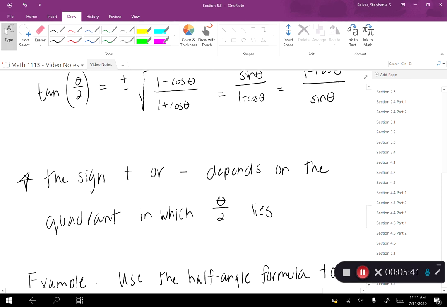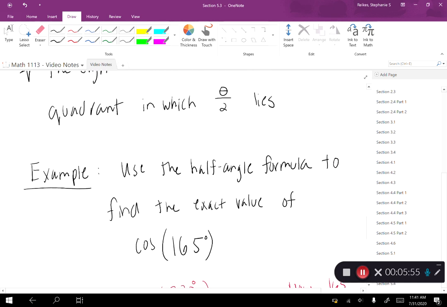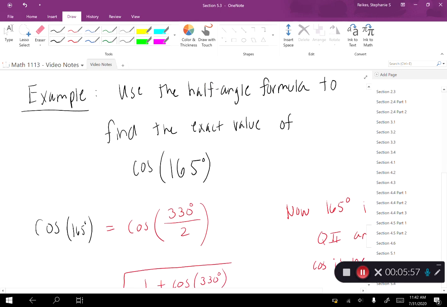Now, you notice there was a plus or minus sign in front of the square roots. Alright, that plus or minus sign is going to depend on which quadrant theta over 2 is actually in. So let's take a look at an example of what I mean by that. Let's use the half angle formula to find the exact value of cosine 165 degrees. So of course, if we look on the unit circle, we don't have 165 degrees. It's not one of our key points we have memorized. So we're going to rewrite that as equivalent to cosine 330 divided by 2.